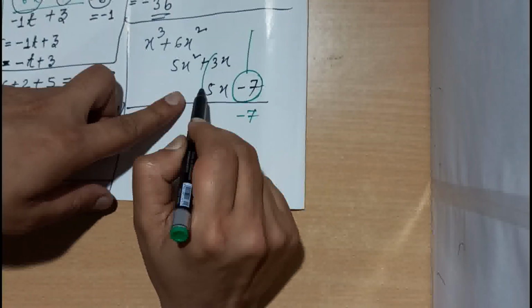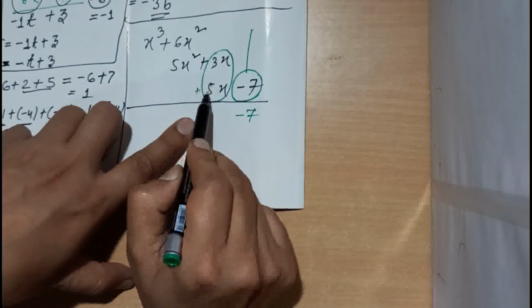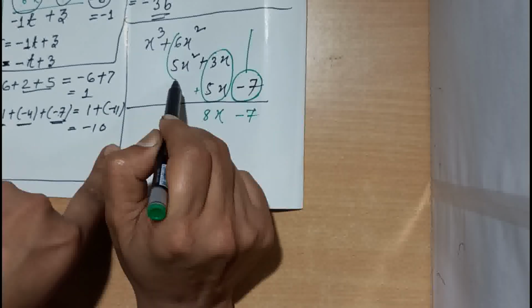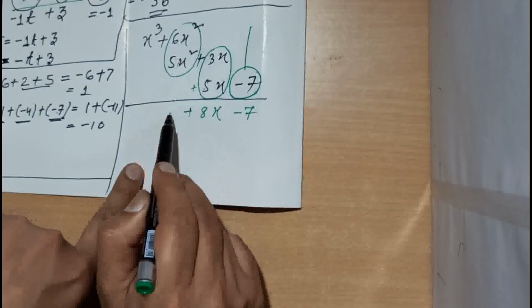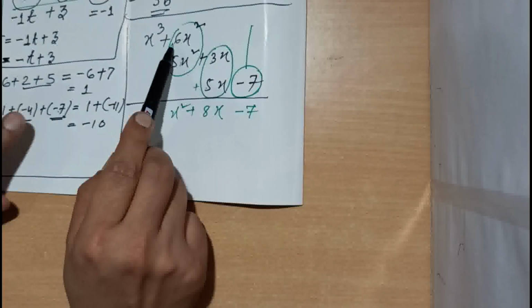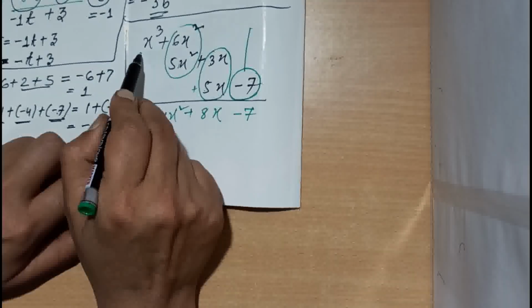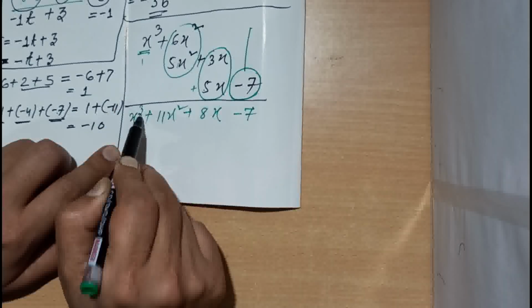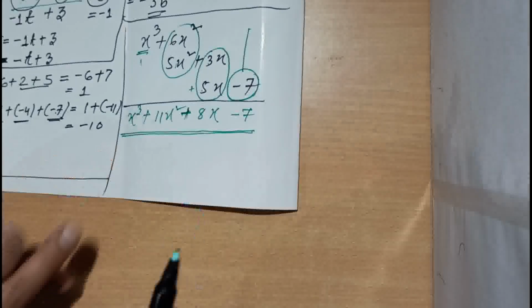Now you see here both are like and both positive, so 5 plus 3 will give you 8x. Again if you see this, they are like terms, so this x square, positive 6 and positive 5 will give you positive 11, and at last this one is left alone, nothing is there to add, so simply this will come down, then it is your answer, x cube 11x square plus 8x minus 7. So this is about your addition.